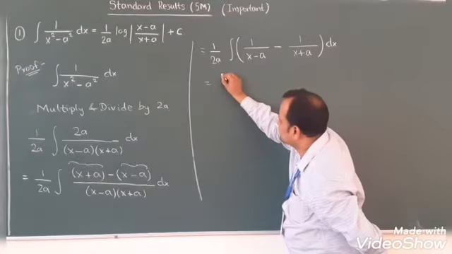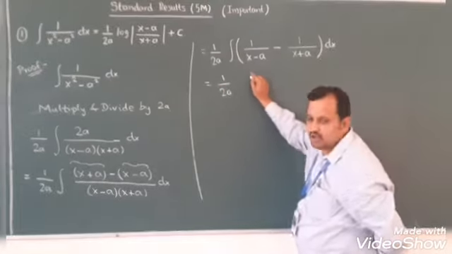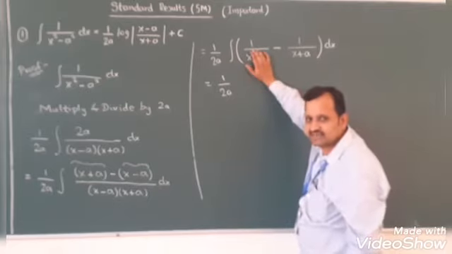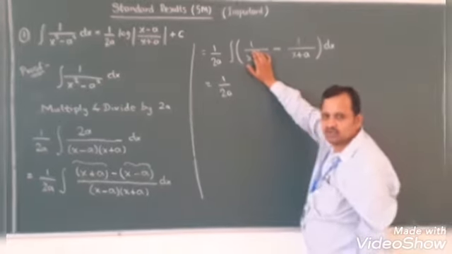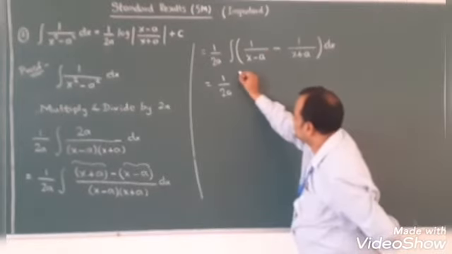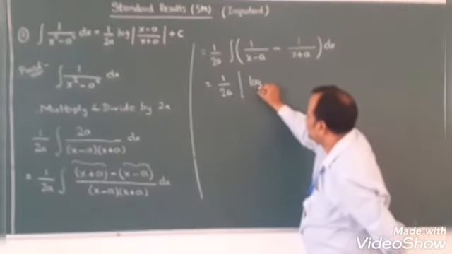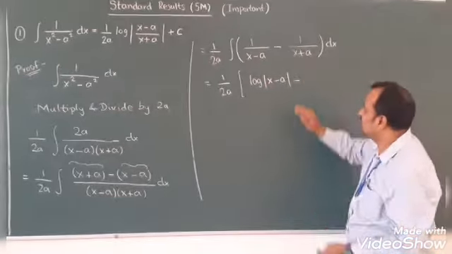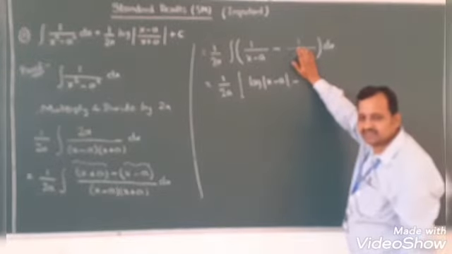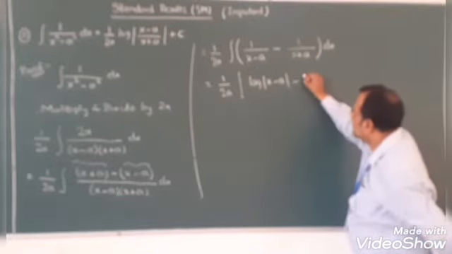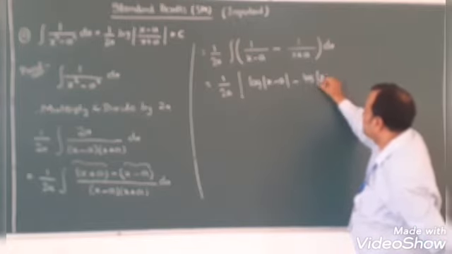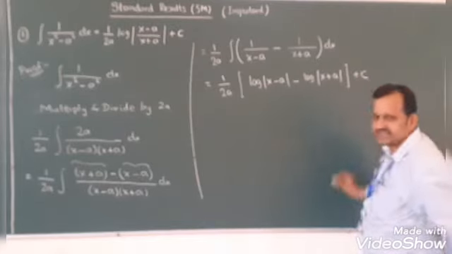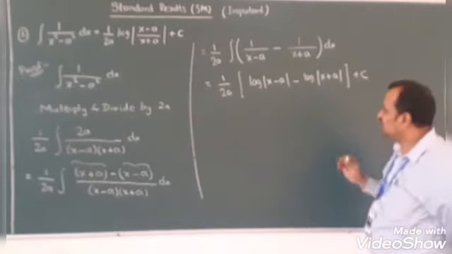Or this we can write as 1 by 2a into, what is integral of 1 by x? Assume this to be x. What is integral of 1 by x? It is log of mod x. So this we can write as log of mod of x minus a minus, again it is something like 1 by x. What is integral of 1 by x? Again I can say log of mod of x plus a, and here I can say plus c. Whenever we integrate, constant of integration definitely comes.